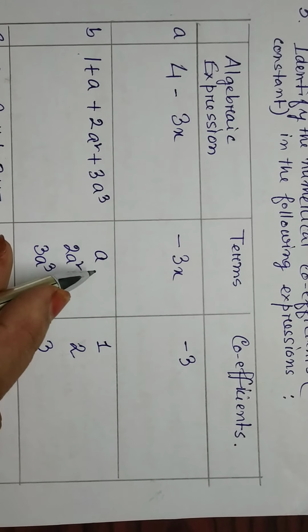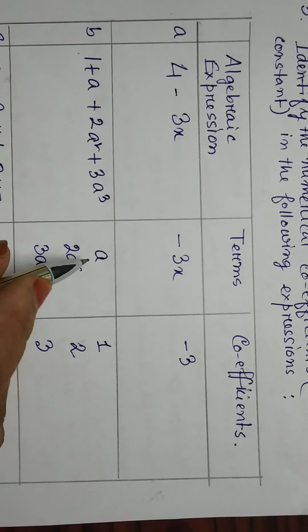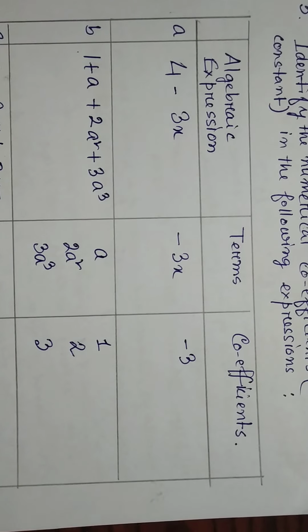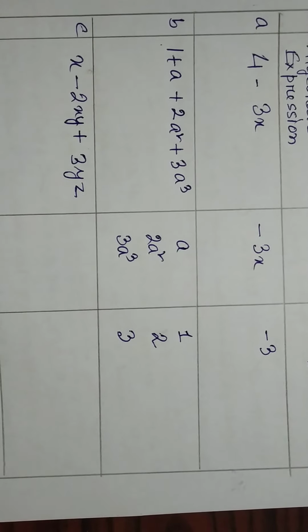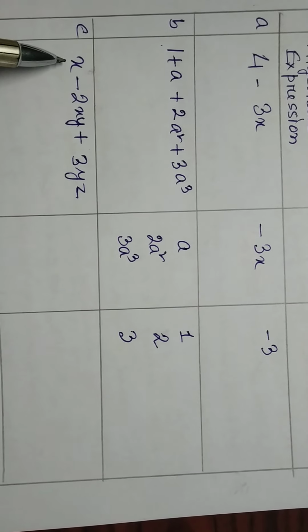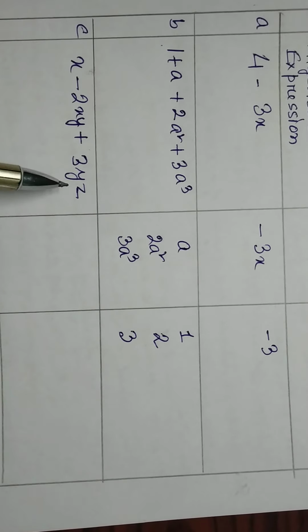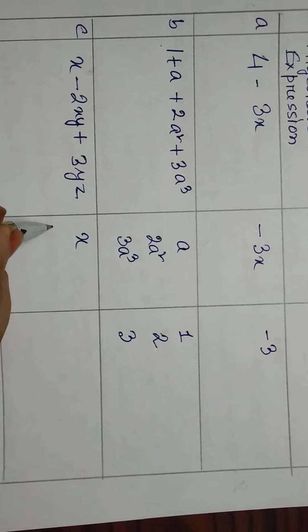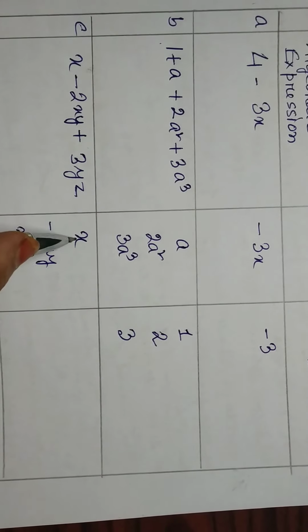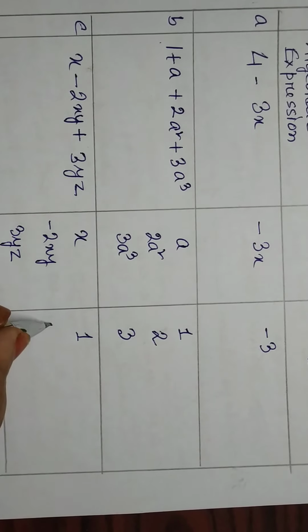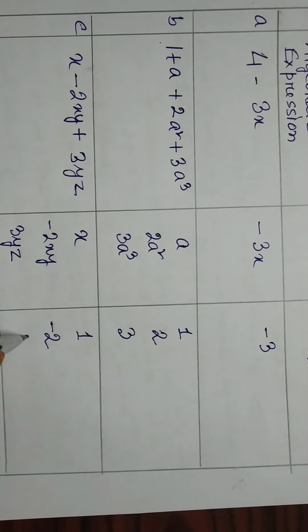But here a means what? A means 1 into a, therefore the coefficient of a is 1, that's why we write here 1. Then question number C. In question number C, three terms are there in this expression: x minus twice xy plus 3yz. First one x, second one minus 2xy, third one 3yz. Now x means 1 into x, therefore the coefficient of x is 1. This coefficient is minus 2. This coefficient is 3.